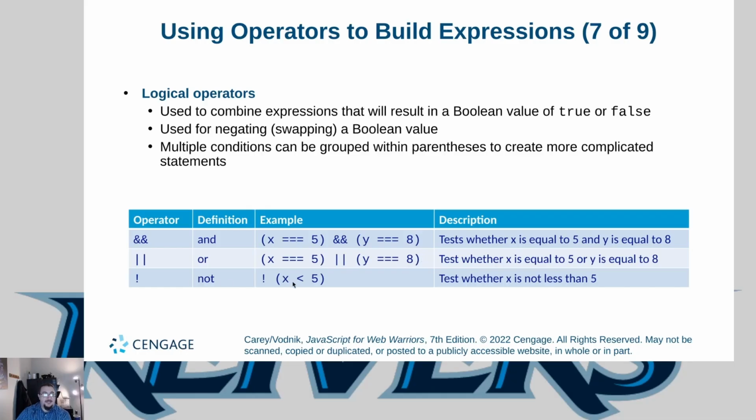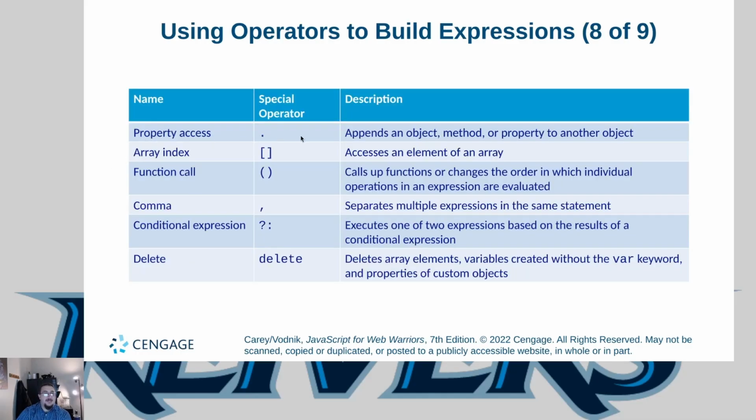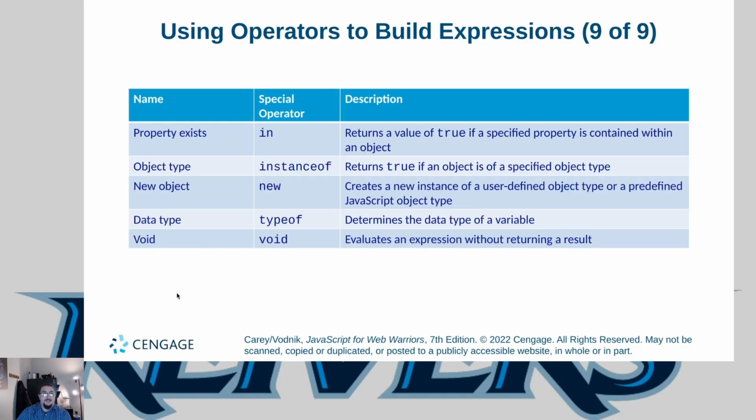And the not here means that if x is less than 5, and that is true, then it would return the opposite of that. Property access is either the dot or array index brackets, function calls, parentheses, commas separating expressions, conditional expressions, and deleting arrays. You can determine if a property exists using in, determine the object type using instanceof, create a new object with new, determine the data type by using typeof, and evaluate an expression without returning a result using void.